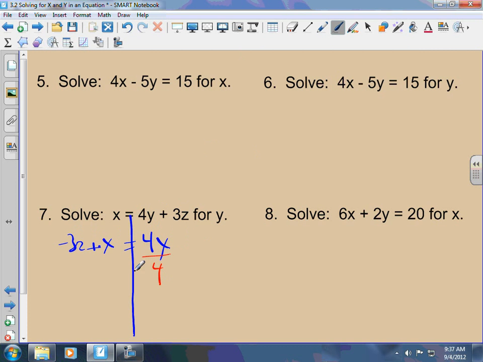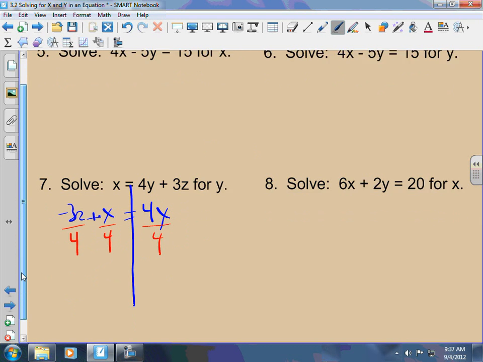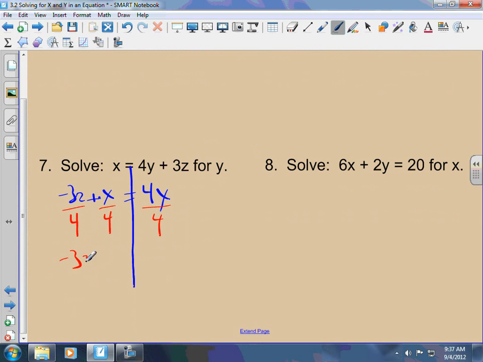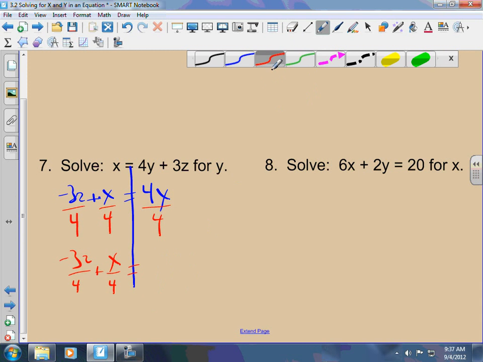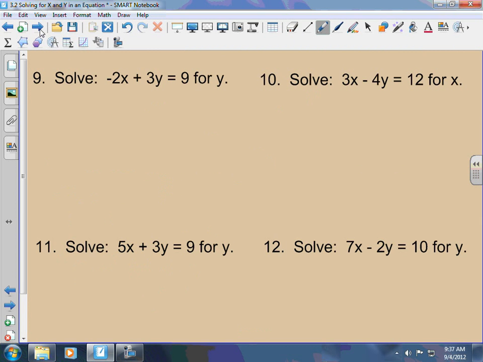So now I just divide everything by 4. So this leaves me with negative 3z over 4 plus x over 4 equals y. Sorry, not x. Y. This is a y right here. Sorry, my y's look like x's sometimes. Okay? Number 8's the same. 9 and 10, 11 and 12 are the same.